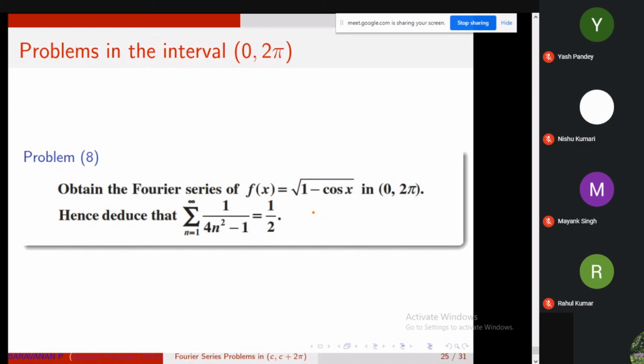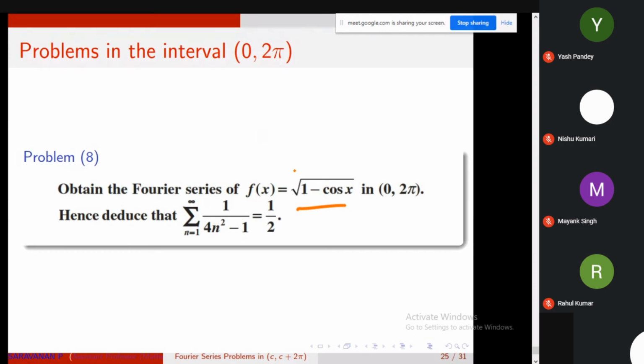And then listen, in Google Classroom, I have shared the BS Grewal book, first unit full notes. Did you check the BS Grewal Fourier series notes? Yes, sir. So in the book, the same problem is the root over 1 minus cos x.